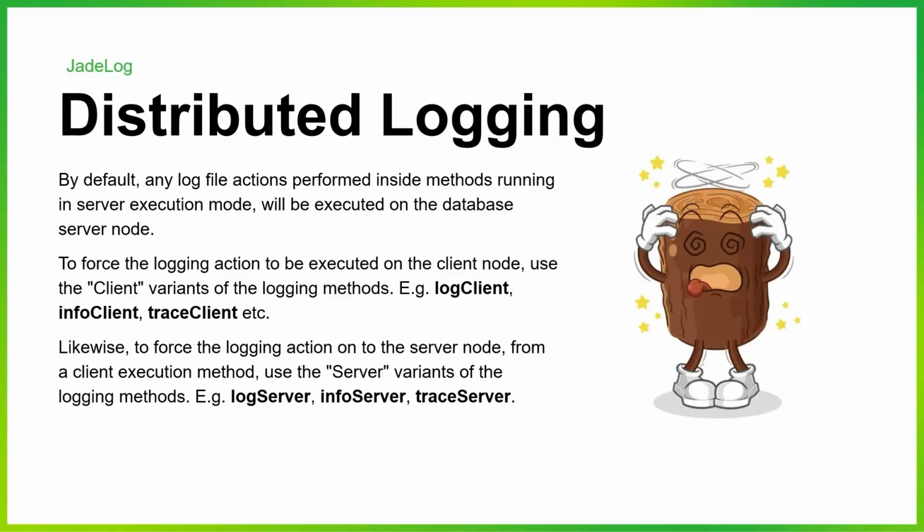And finally, depending on the complexity of your application, you might have an application server separate from your app. If your application makes a call into server execution, and you make a log call inside that server executed method, then the logging will happen on the database server node, which of course might not be on the same machine as your application. So if you want to force that logging in that method to be in the application node, then use the client variants of the logging.